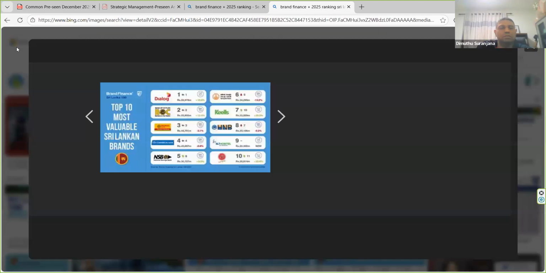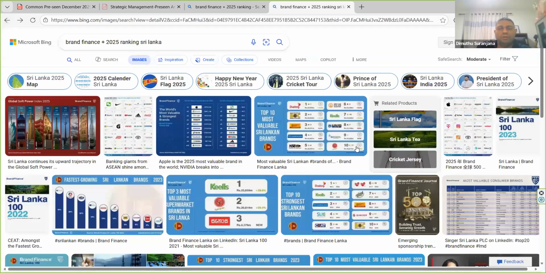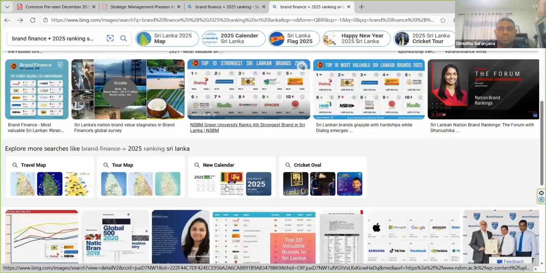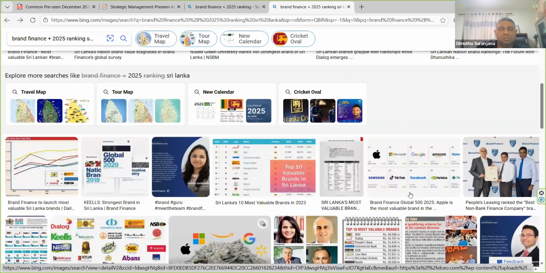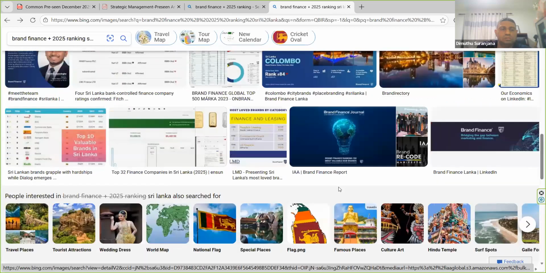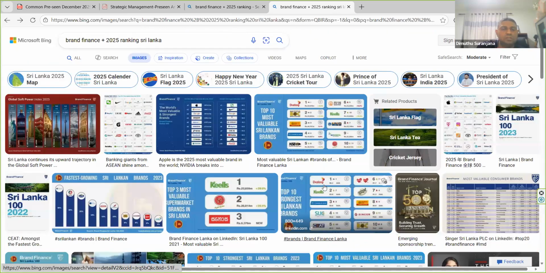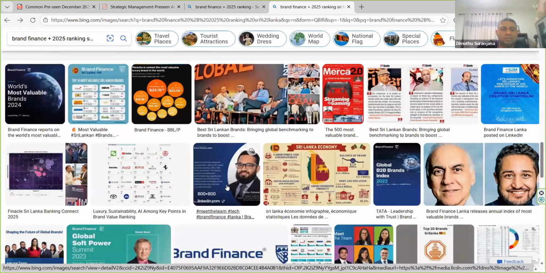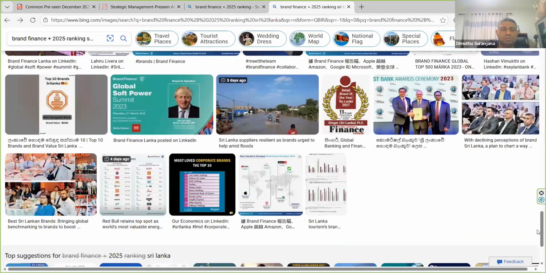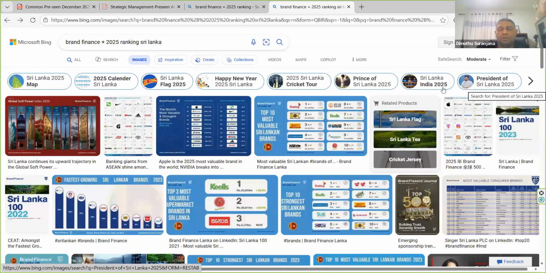This is, I think, an old one. 2025 is not there. 23 is there. 2025 is not there. This number one is Bank of Ceylon actually. So just checking if I can find it. These old photos are there. Number two, Dialog. Number three, Commercial. Number four, Investment. Number five, Investment.